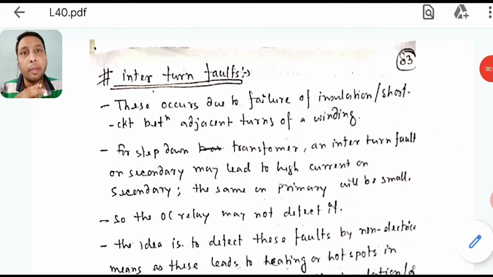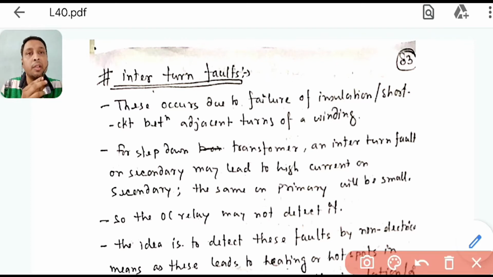Okay students, I welcome you to lecture 40 of this switchgear protection series. So we are in the last part of the transformer protection. Today's topic is inter-turn faults. Inter-turn faults, we have discussed in faults in transformer lines also.